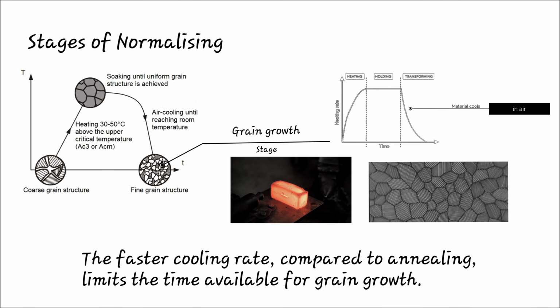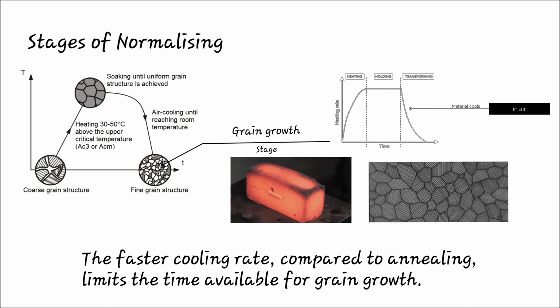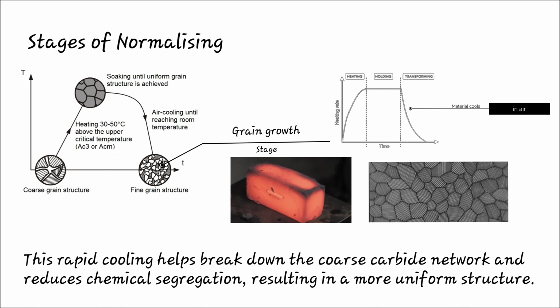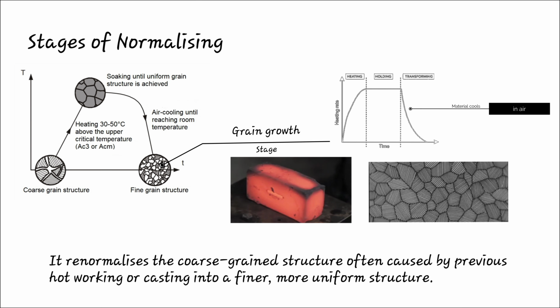The faster cooling rate, compared to annealing, limits the time available for grain growth. This rapid cooling helps break down the coarse carbide network and reduces chemical segregation, resulting in a more uniform structure. It refines the coarse-grained structure often caused by previous hot working or casting into a finer, more uniform structure.